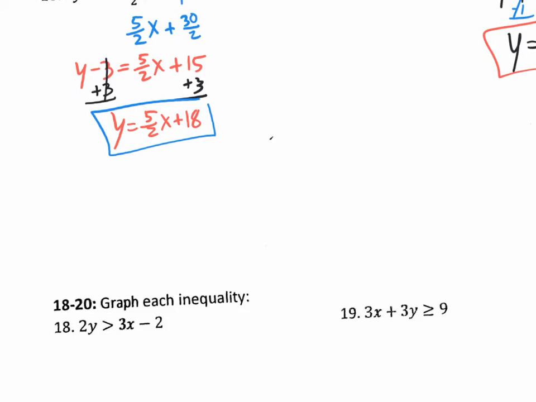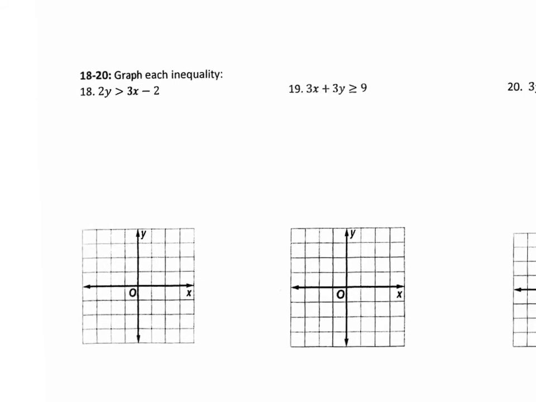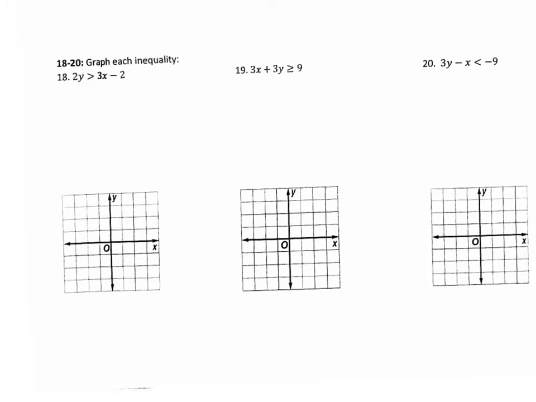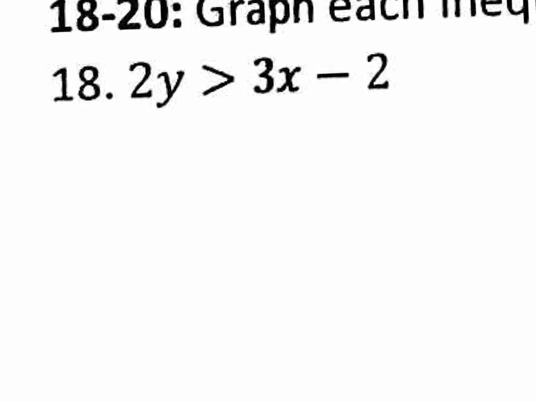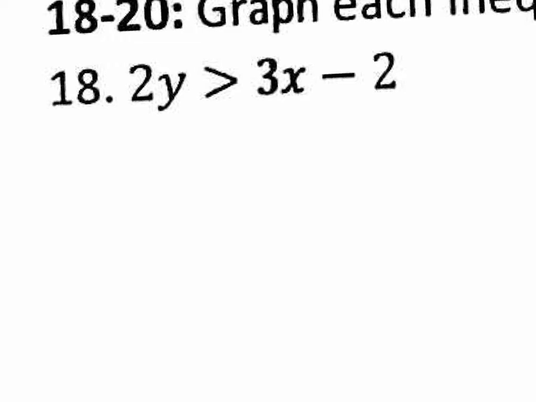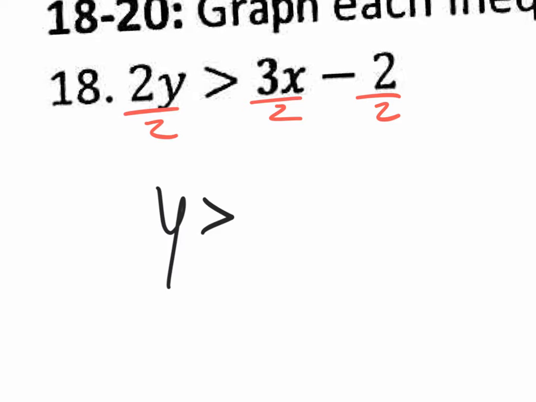Number 18. 18, 19, and 20 are graphing inequalities. This is the furthest back section that we did, so you definitely need a refresher right here. Everybody, please pay attention. You want a graph? Let's use y equals mx plus b. But to get y by itself, you'd have to divide by 2, divide by 2, divide by 2. Then you'll have y. You do not flip the inequality. You keep it because you didn't divide by a negative 2. It's a positive 2 that you divided by. The only time this changes is when you multiply or divide by a negative.